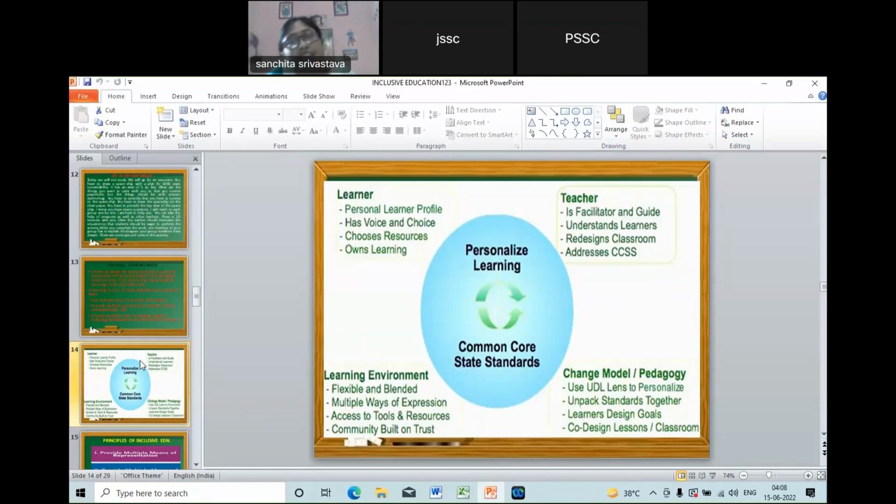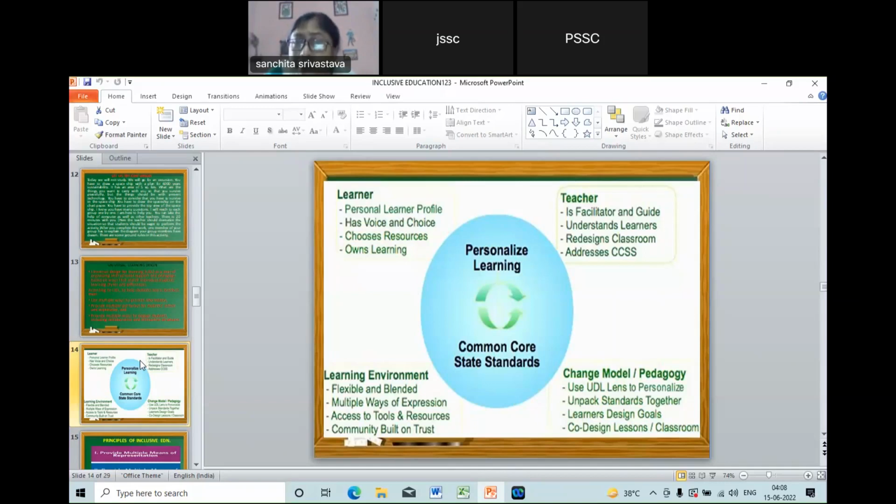And the flexible one, I said when I was giving you that example, air. See, air was in the domain of SST, but we blended it with art, drawings, paintings, colorful work. So we blended all these. So that is a very flexible way. Multiple ways of expression, again that is the same thing. Multi-cognitive and collaborative is the same thing. And we can have access to tools and resources. There are various different tools, and there are various resources we can use.